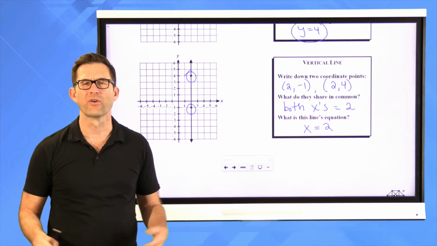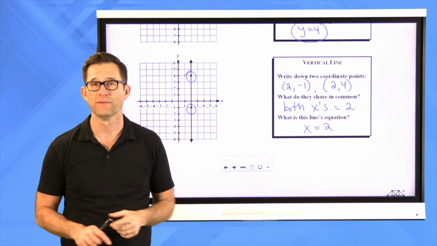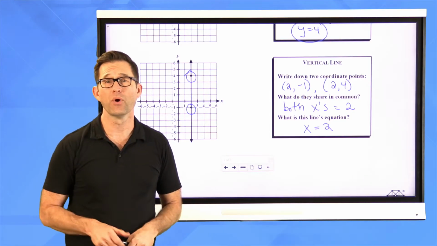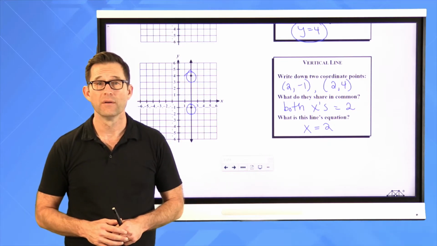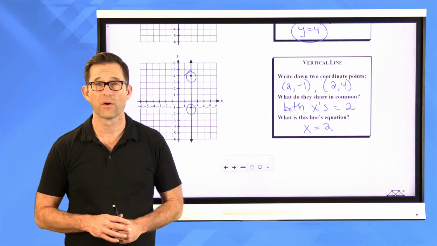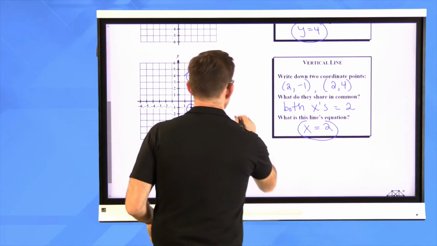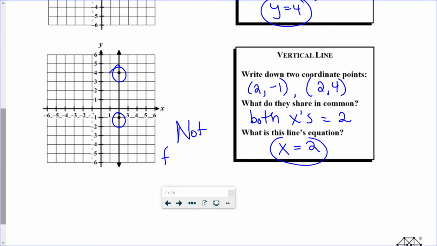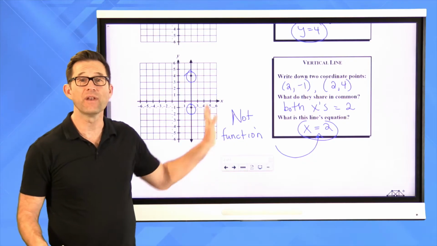Side note: technically, a horizontal line is still a function. I could ask, what's my output when my input is 7? When x is 7, what's y? 4. When x is -3, what's y? 4. When x is 22, what's y? 4. This one, though, isn't a function. I think I'm going to write that down, and I would do it as well if I were you. This is not even a function, because that one x value, which is the input, x equals 2, has an infinite number of outputs.